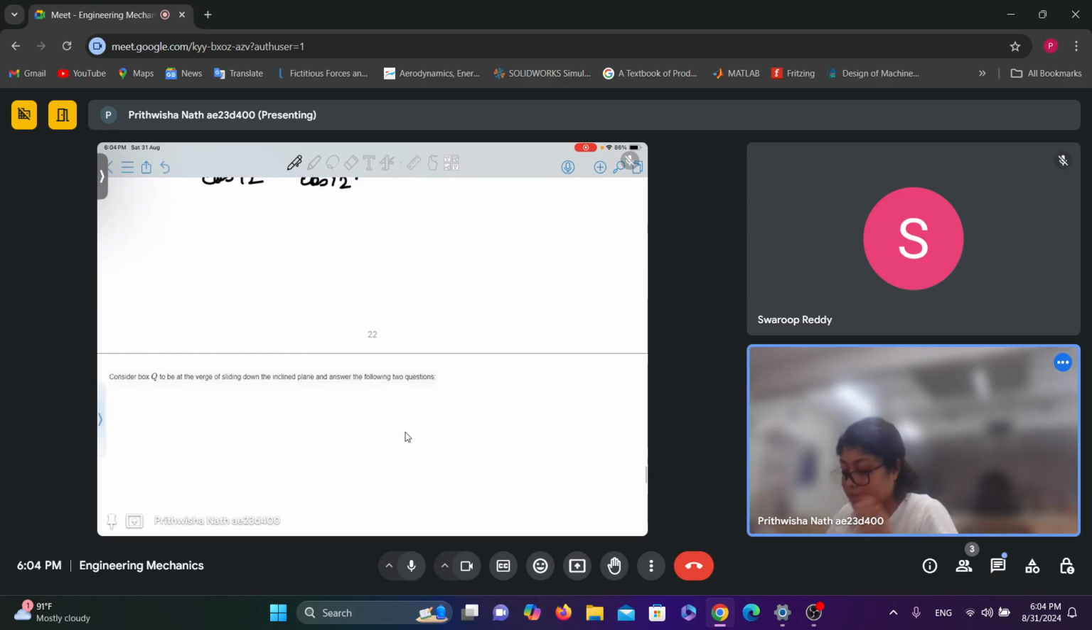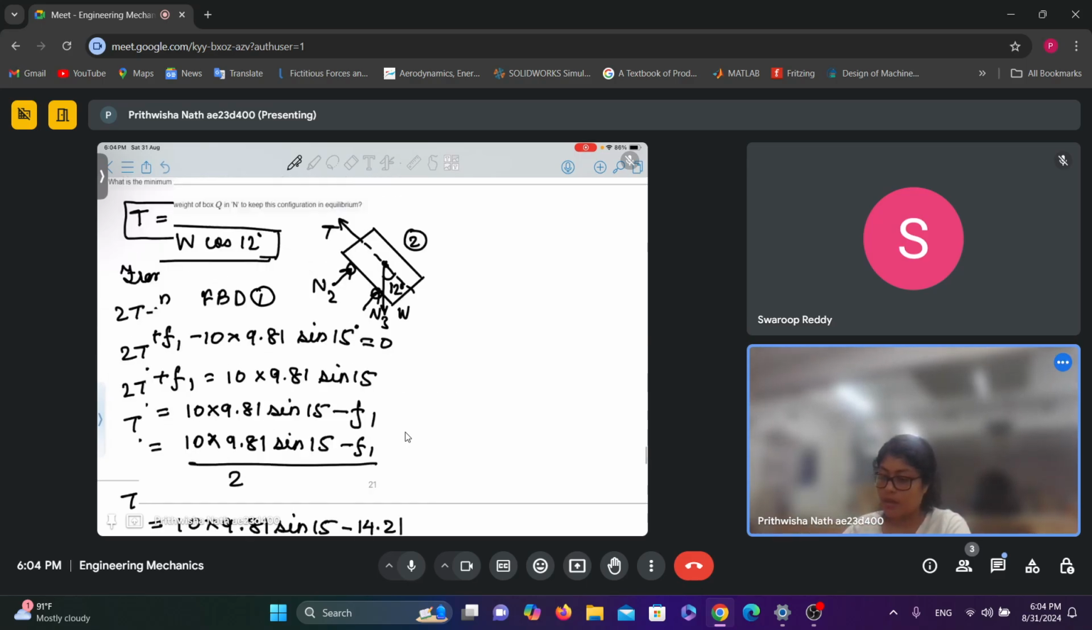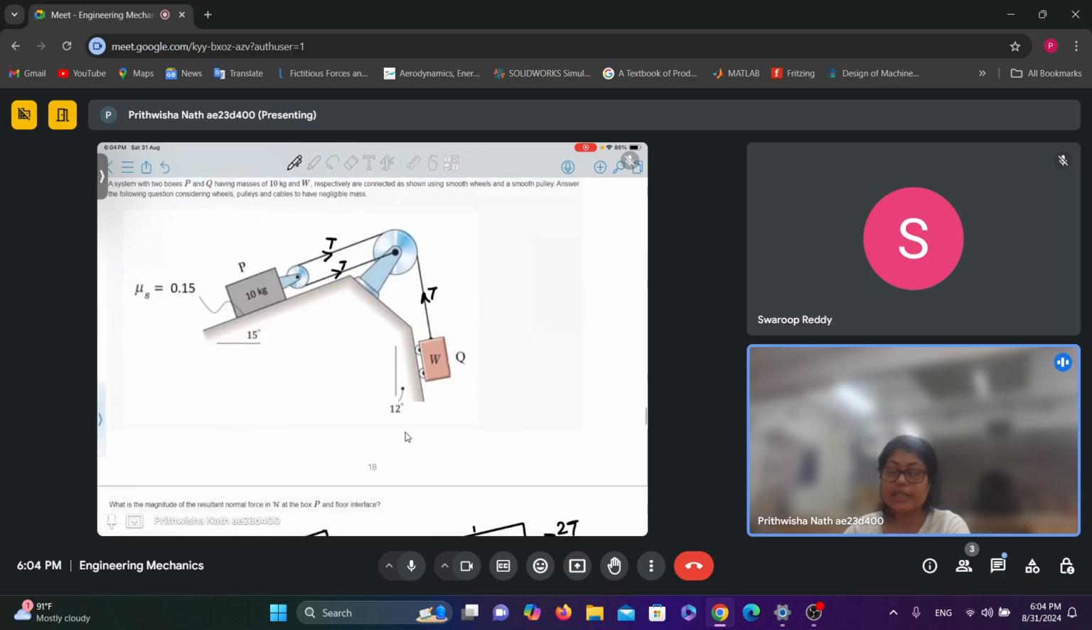Now the next part, consider box Q to be at the verge of sliding down the inclined plane. Now it's just the reverse situation. See, they have mentioned that this box Q is going down the incline. So what change we have to make to the free body diagram? Can you tell me? Earlier Q was moving up the incline since this box P was sliding downwards. Now they have mentioned Q is going down the incline. So what changes do we need to make to the free body diagram?